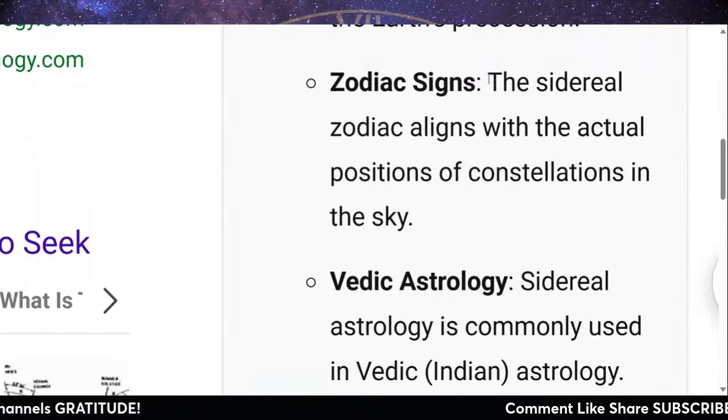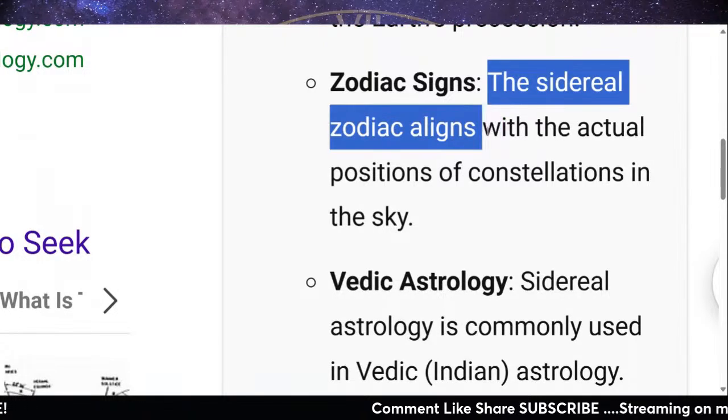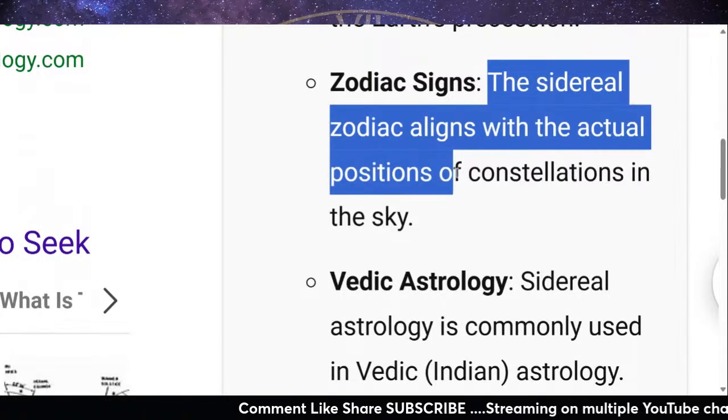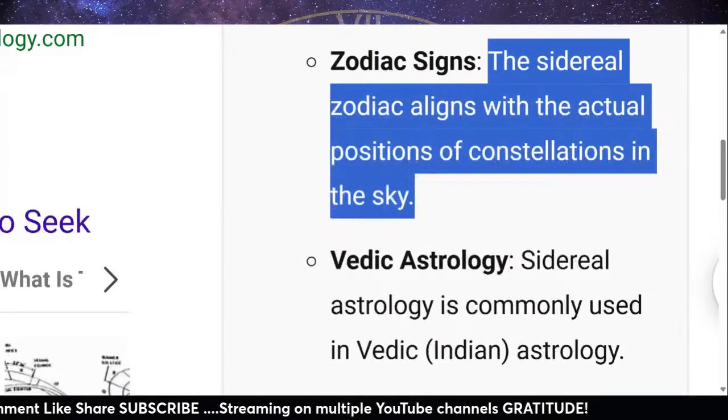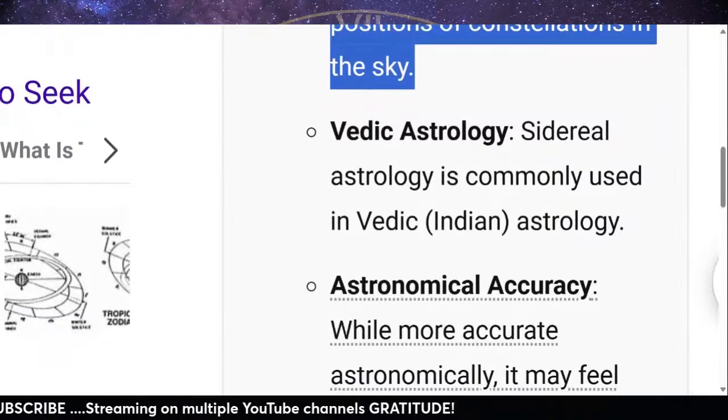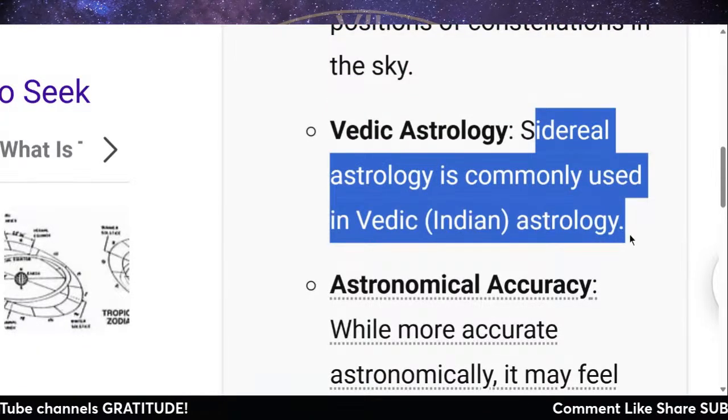Zodiac signs. The sidereal zodiac aligns with the actual positions of constellations in the sky. The sidereal astrology is commonly used in Vedic Indian astrology.